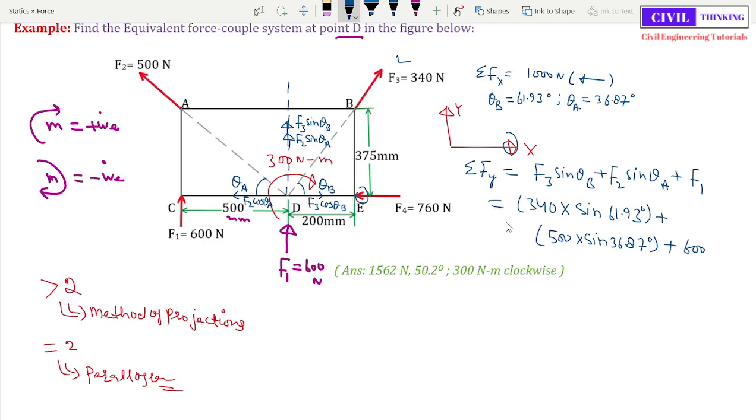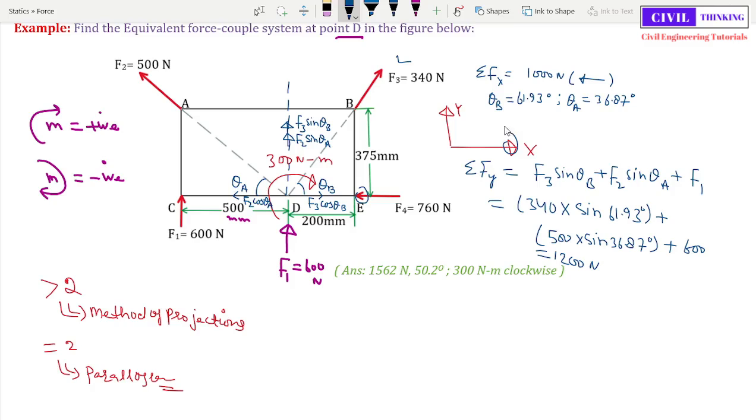Let me use a calculator. It is 340 multiplied by sine of 61.93 plus 500 multiplied by sine of 36.87, right? Then we have plus 600. I got the value of 1200 Newton.